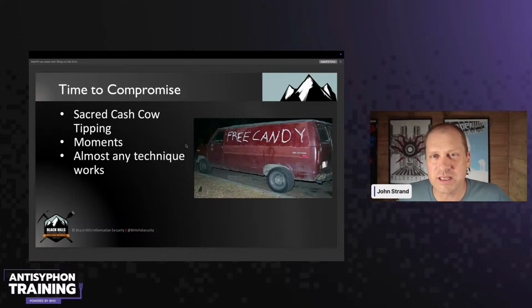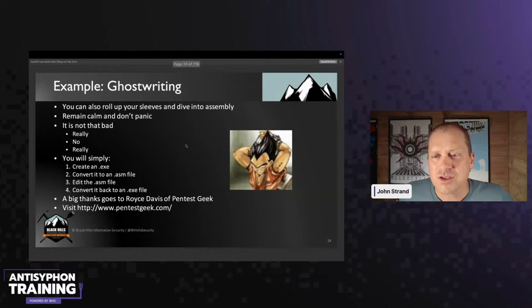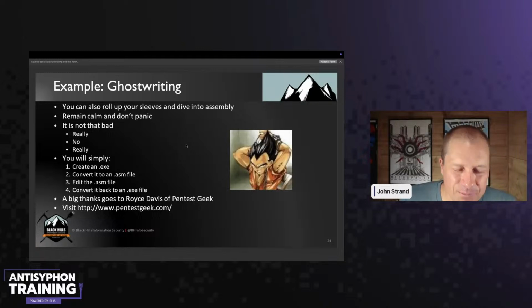The point is, it usually takes an attacker moments to bypass most of the security controls that exist. Almost any of the techniques that you can try can work if applied in a creative fashion. So there's our 6 dumbest ideas in computer security graph. Here's a stupid example, just a dumb one, ghostwriting. This still works if you can do it correctly. Now, let me explain how this actually works and why we don't see a lot of attackers do it today. Spoiler, it involves assembly. All right.